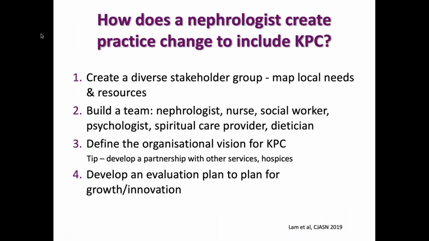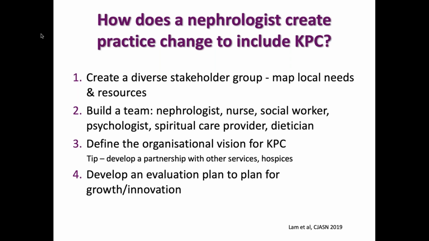And how will we do that as nephrologists? What we need to do is to create a diverse stakeholder group. For this, we need to, first of all, map our local needs and our resources in our practice. Who are the other colleagues who are available? There could be nurses, social workers, psychologists, spiritual care providers, community leaders, dietitians, etc. Once you have identified who are the people with you, then based on this, you can define your vision for the palliative care setup that you want to develop in your center.